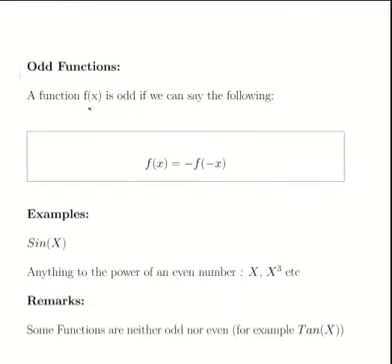So x squared, x to the power of 4, x to the power of 6, and so on. An odd function: a function is said to be odd if we could say the following: f of x is equal to minus f of minus x. So let's have an example of that. Let's just try this out. Let's say f of x is x cubed.